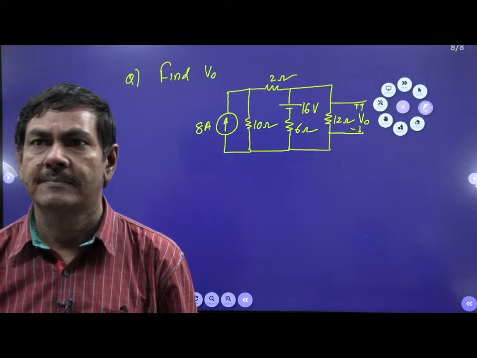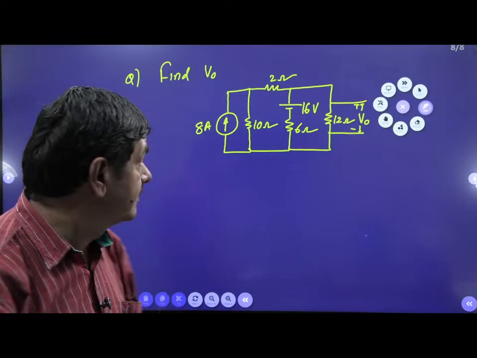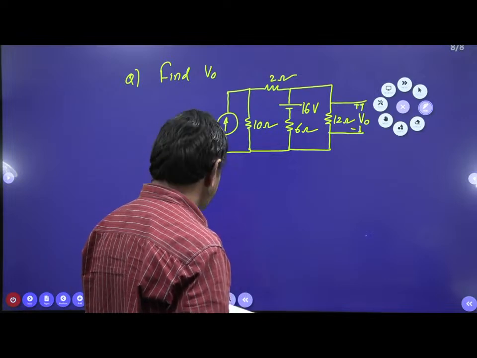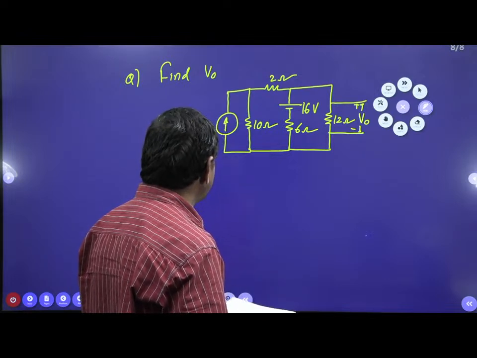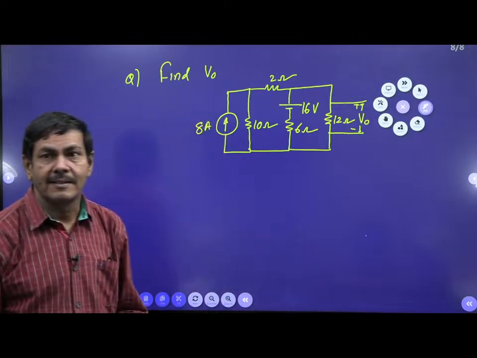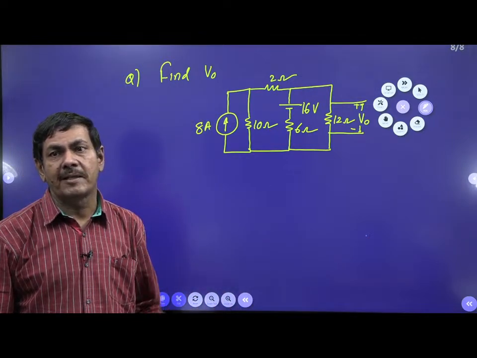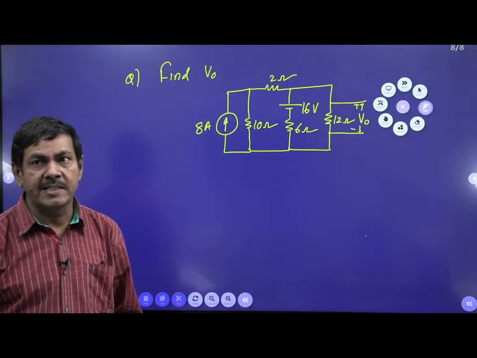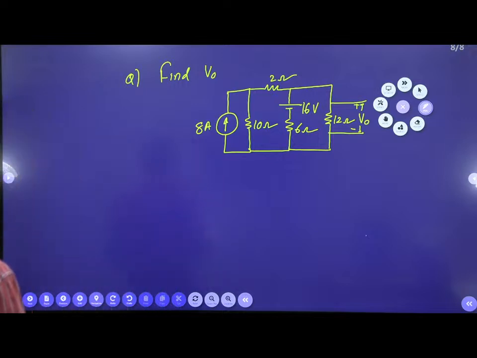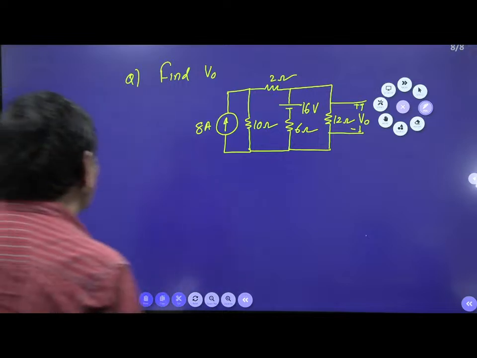Please try this. 8 amperes is given, with 10 ohms, 2 ohms, 16 volts, 6 ohms and 12 ohms, and V naught is required. But it is better to apply nodal analysis. By using nodal analysis, we can get the answer very easily. You please try. But I wish to select the node voltages like this.